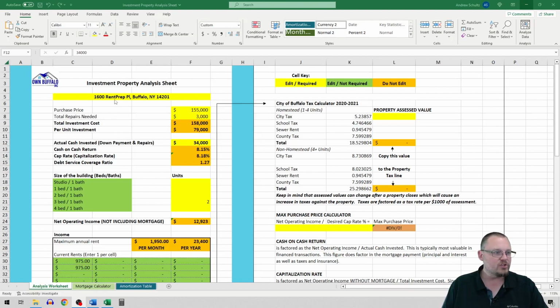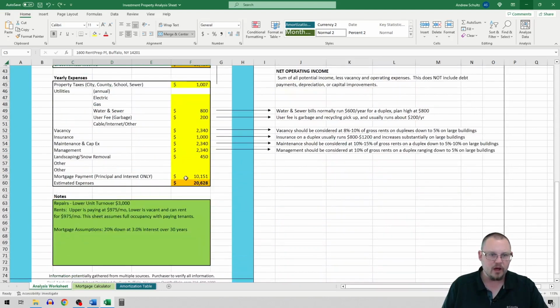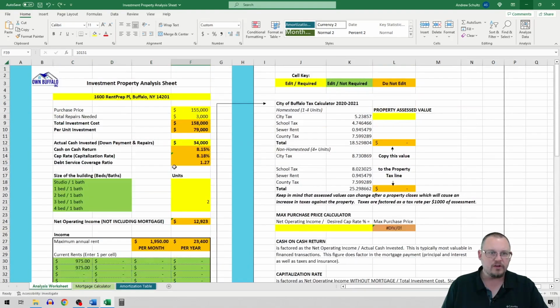Now, this is actually a property that we listed and sold back in 2021. All of the numbers are accurate to this property. Obviously, the address has been changed. And down here, we have the mortgage payment. We'll get to that in just a second, but I did update the mortgage value to be more consistent with a 2023 mortgage versus the 2021 numbers that we did run when we initially ran this property.